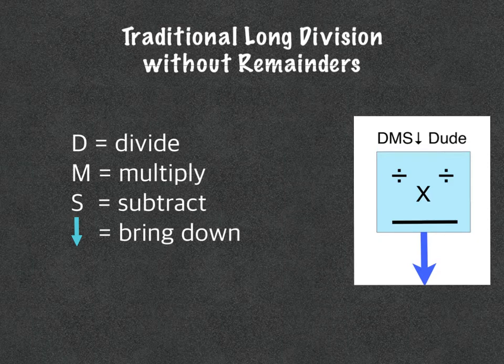So for this one, the steps that we're going to follow is my little guy over here, DMS down dude, really helps. So his eyes are division. So our first step is division. His nose is multiplication. So that's our second step. His mouth is subtraction. And then our last step is to bring down. That's why he has an arrow down there where his neck would be.